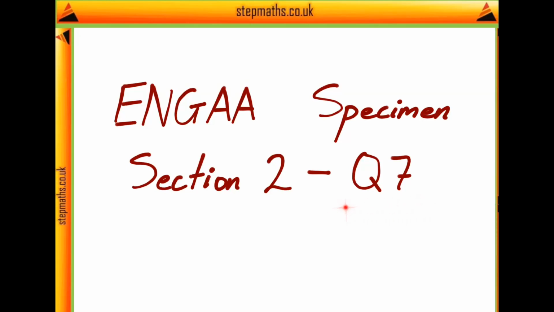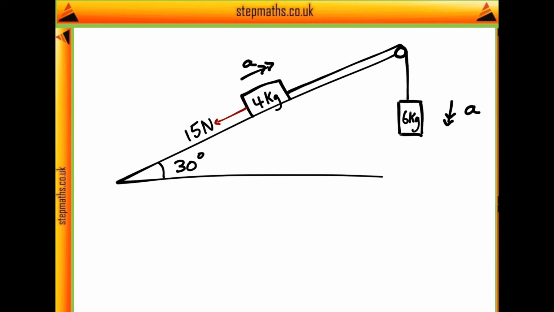Here we're going to look at question 7 from section 2 of the ENGAA specimen paper. In this question we have two blocks, one of mass 4 kilograms and one of mass 6 kilograms. They're both connected by an inextensible string travelling over a pulley, which is at the top of an incline of 30 degrees.